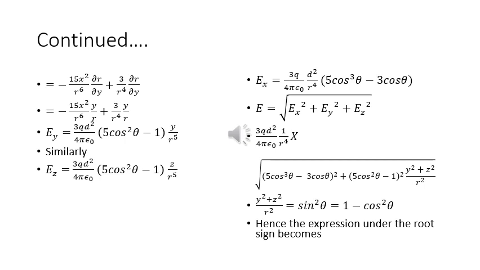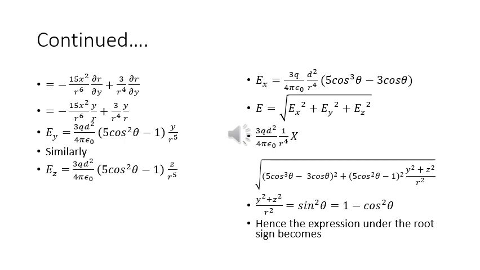Similarly, Ez will also come out to be equal to 3q d² upon 4π epsilon naught (5 cos²θ minus 1) z upon r⁵. So Ex will be equal to 3q upon 4π epsilon naught d² upon r⁴ (5 cos³θ minus 3 cos θ). Therefore, the resultant electric field is given by the square root of Ex² plus Ey² plus Ez², which is 3qd² upon 4π epsilon naught 1 upon r⁴ into the square root of (5 cos³θ minus 3 cos θ) whole squared plus (5 cos²θ minus 1) raised to the power 2 (y² plus z²) upon r².